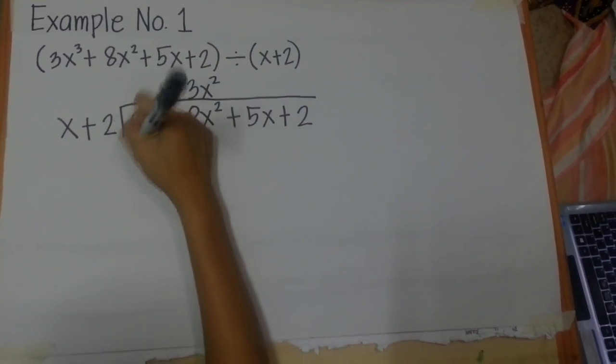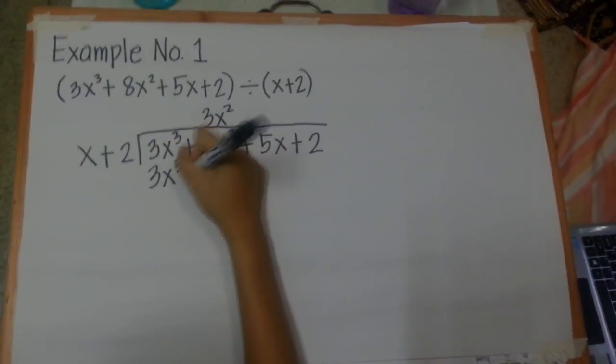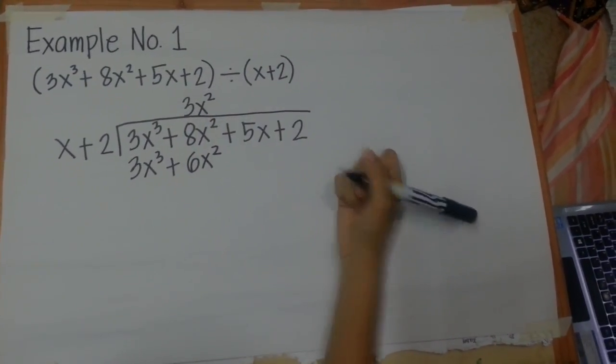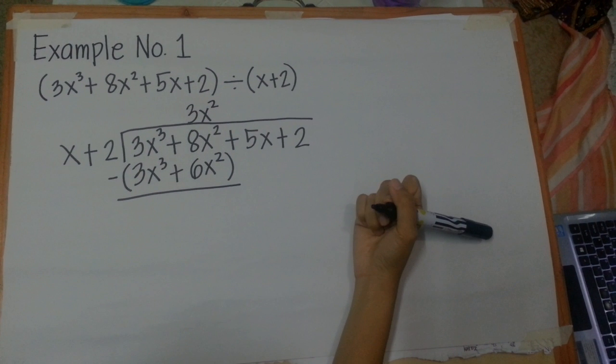Now, we multiply the answer with the divisor. 3x squared times x is equivalent to 3x cubed. 3x squared times 2 is equivalent to 6x squared. Now we add parentheses in order to avoid confusion, and then we subtract.